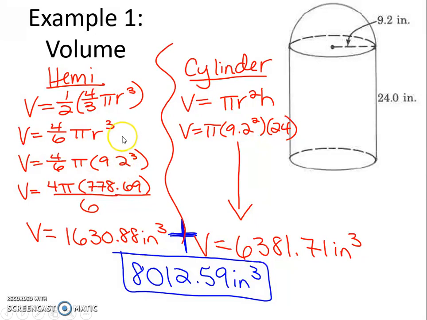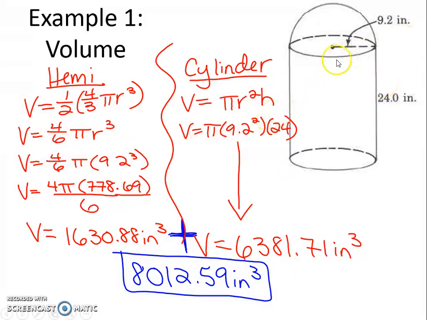And then 9.2 to the third power, which is 778.69, times 4, divided by 6. So I times 4 and this, hit pi, divided by 6. I got this figure, 1630.88. That's the volume, plus the volume of the cylinder.